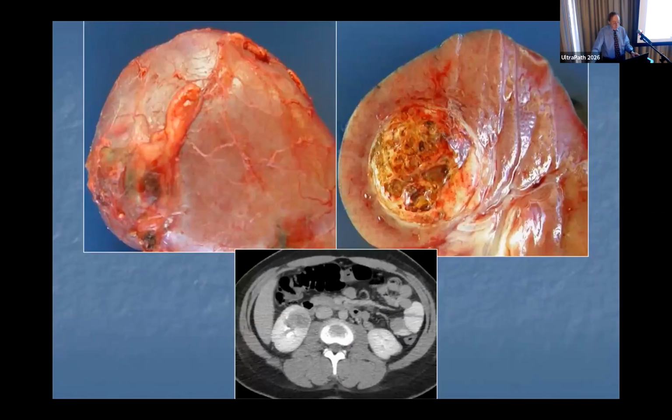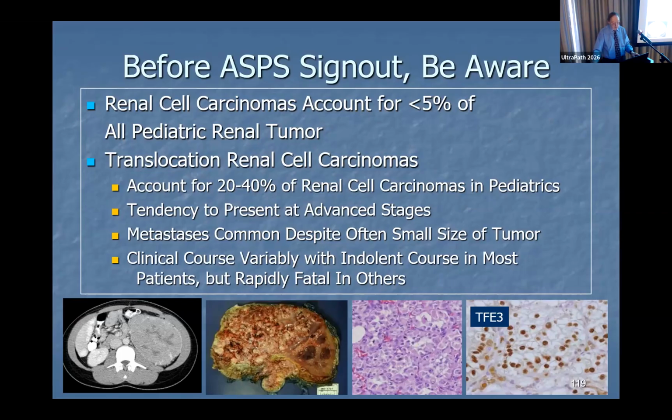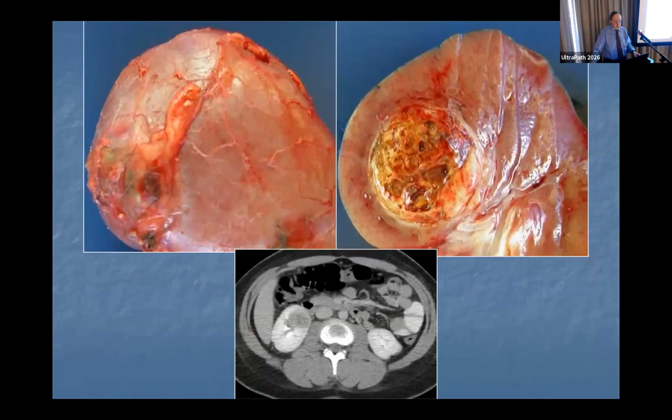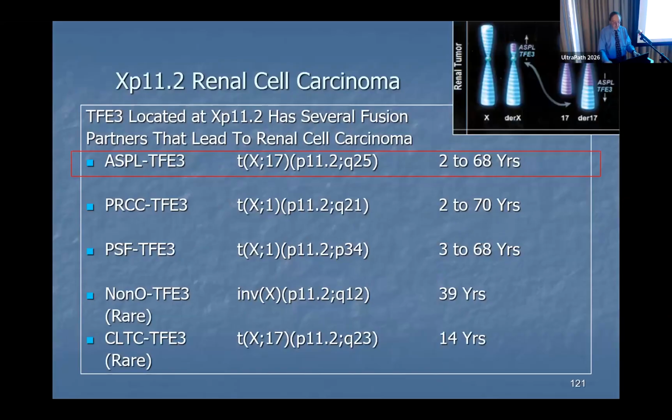This is one of the cases. The last one also was, this is one of our cases here. Fairly large type of tumor, actually going off into the renal sinus and actually the renal vein, and was metastatic at the time of diagnosis. Here's a very small tumor that we had, and this one actually was metastatic at this point. So they tend to metastasize fairly early on.